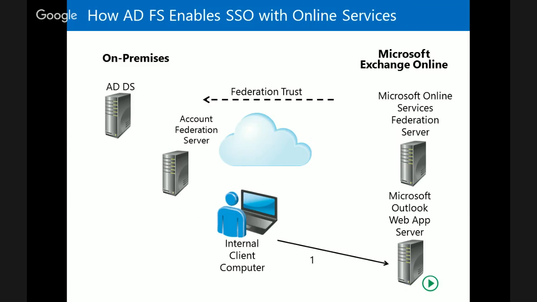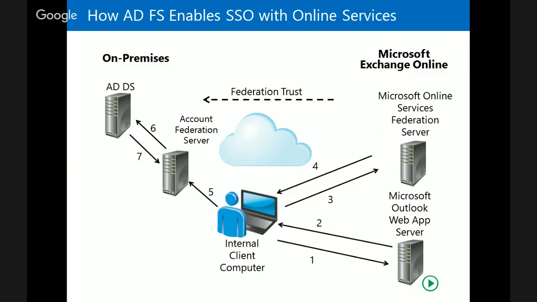So the internal client computer tries to get the Outlook Web App, sends the request back, the federation server contacts the client. The client will then go to the account federation server through Active Directory, back to the federation server at Microsoft Exchange Online, which will then issue the appropriate resource token and get to the web app. Same exact thing, except run by more of a third party. So these online services, Microsoft has one. Other people could set them up as well.